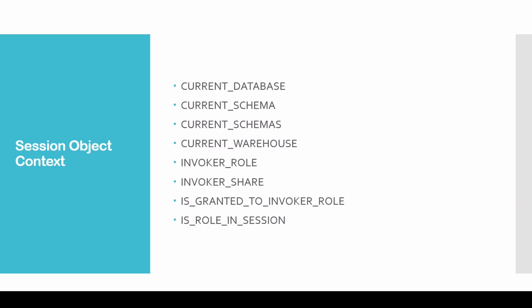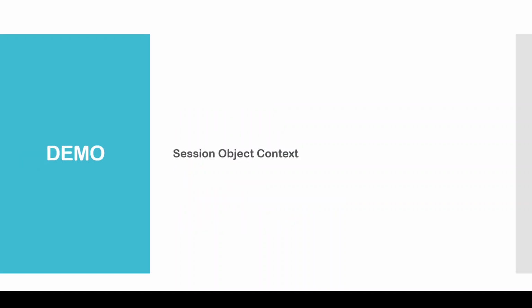Session object context. These functions allow gathering information about the context in which the statement is executed, and these functions are evaluated at most once per statement. So this session object context family includes the current database function, then we can get the current schema information, then we can get the current warehouse, and which role we are using to invoke that particular statement. So this kind of information we can get by using this session object context function family. Next, let's look at the demo and the working of session object context.